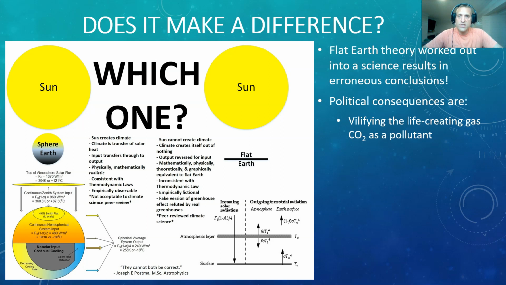Surely you're aware, right? Photosynthesis is the basis of all life on Earth. That's where it starts, with plants, with algae. And then, of course, animals eat the plants and other animals eat the animals, right? It all starts with carbon dioxide and photosynthesis. So they're vilifying this life-creating gas as a pollutant.